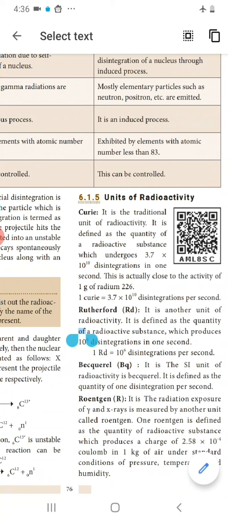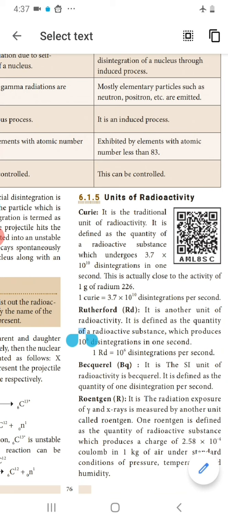It is a traditional unit of radioactivity. It is defined as the quantity of radioactive substance which undergoes 3.7 into 10 to the power of 10 disintegrations in 1 second. This is actually close to the activity of 1 gram of radium 226. So 1 curie is equal to 3.7 into 10 to the power of 10 disintegrations per second. Understood? This is one unit of radioactivity.